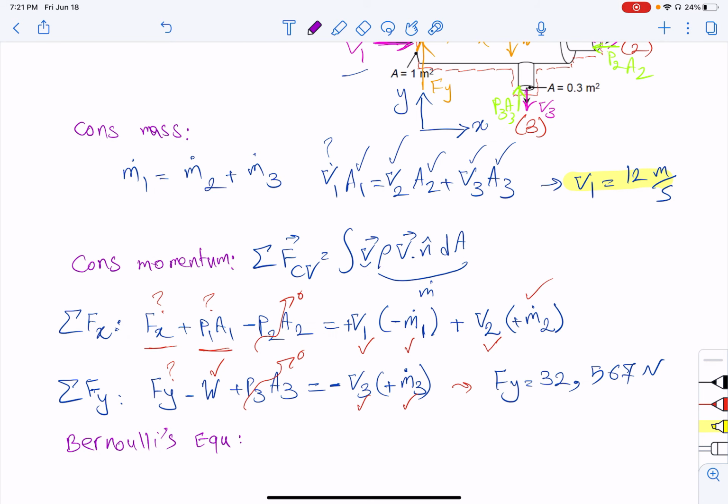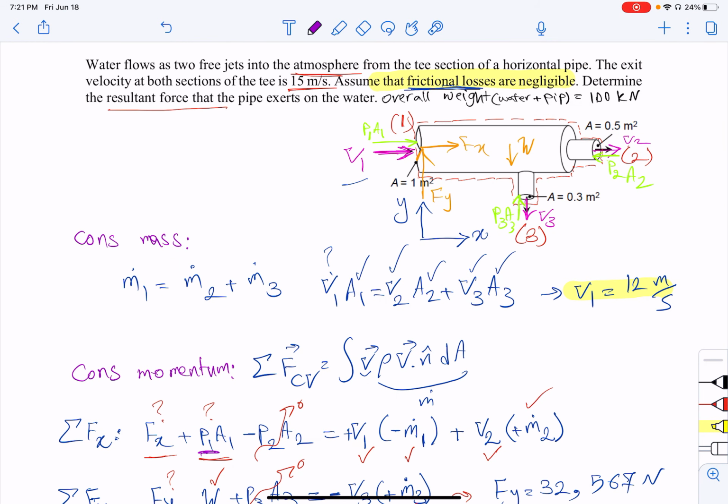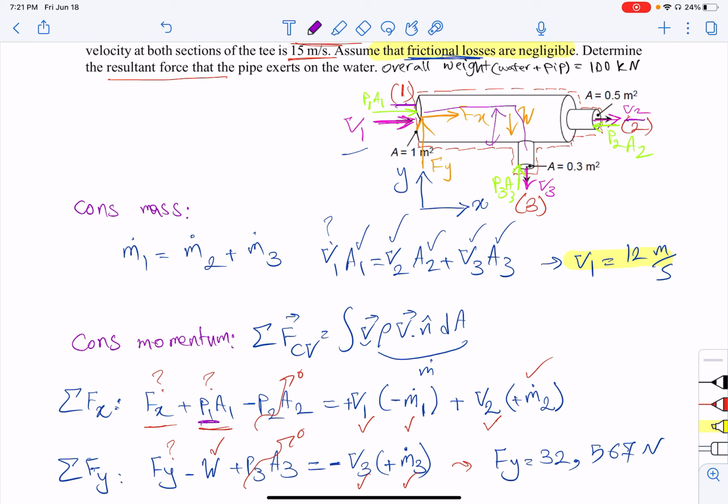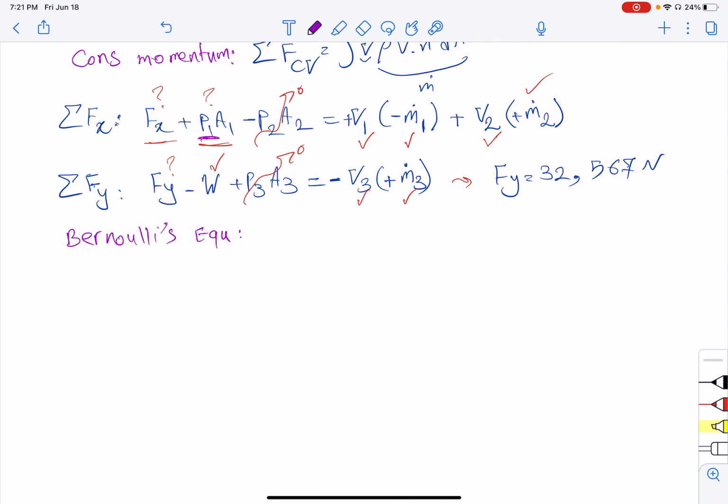Let's see, we are trying to find P1, right? So because we are trying to find P1, let's just use from 1 to 2, because if I want to use from 1 to 3, I don't have any information of this distance. So it's better to use the streamline between 1 and 2. So let's write down the Bernoulli equation.